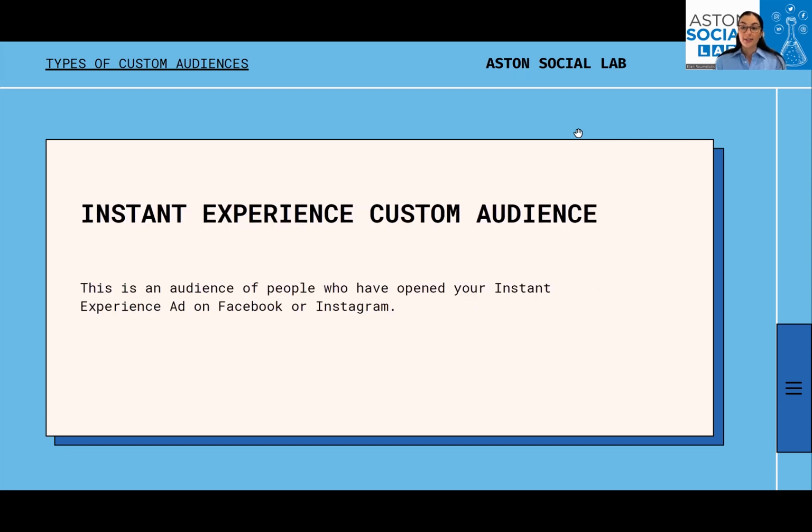Instant experience custom audience. So this is an audience of people who have opened your instant experience ad on Facebook or Instagram. So very similar to lead gen. An instant experience ad is kind of like a brochure. So people click on the ad and it opens up into like a mobile brochure where there's more photos, more text, more call to action buttons to kind of create more awareness and educate people about what you're selling or promoting. So you can target the people who have looked at that brochure and bring them, I suppose, further down the sales funnel.